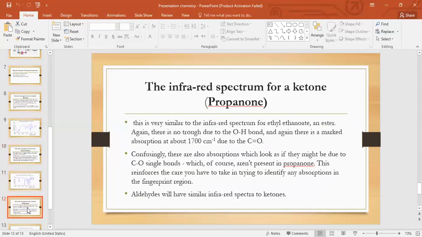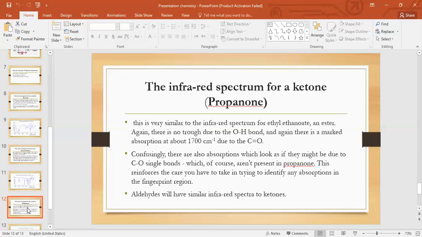There is another example of a ketone, the infrared spectrum of propanone. This is similar to the infrared spectrum for ethyl ethanoate, an ester. Again, there is no trough due to the OH bond, and again there is a marked absorption at about 1700 per centimeter due to the C=O. Confusingly, there are also absorptions which look as if they might be due to a C-O single bond, which of course isn't present in propanone. This reinforces the care you have to take in trying to identify any absorption in the fingerprint region.